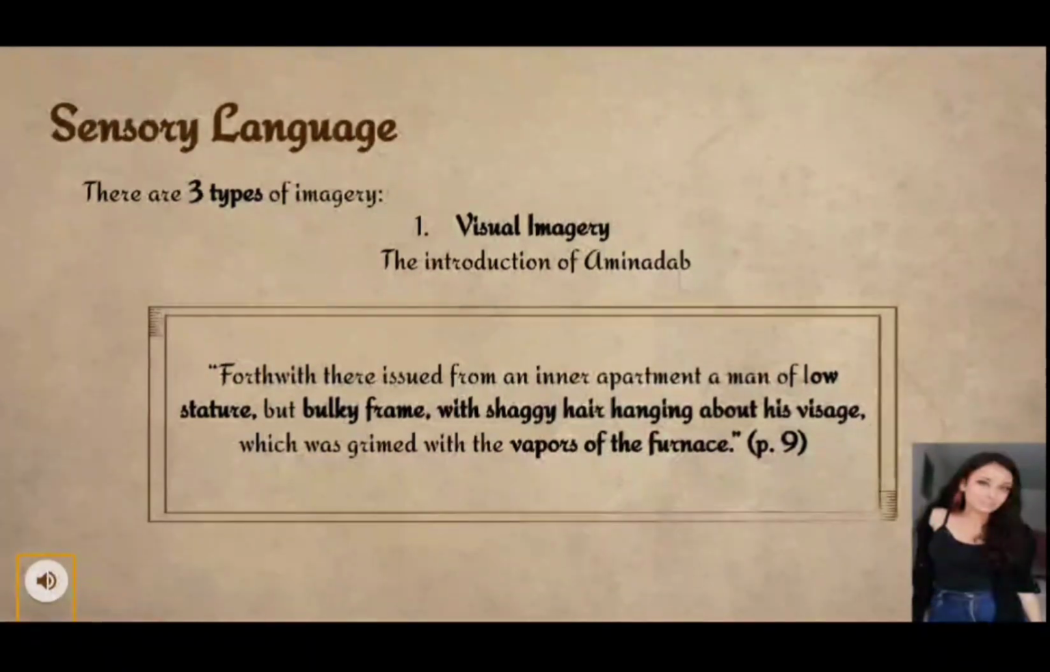Sensory language. In the story, there are three types of imagery that help the reader's mind to recreate the scene. The first one is visual imagery. In this part, the narrator introduces the character of Aminadab in the story, as we can see in the following quote. Forthwith there issued from an inner apartment a man of low stature but bulky frame, with shaggy hair hanging about his visage, which was grimed with the vapors of the furnace.